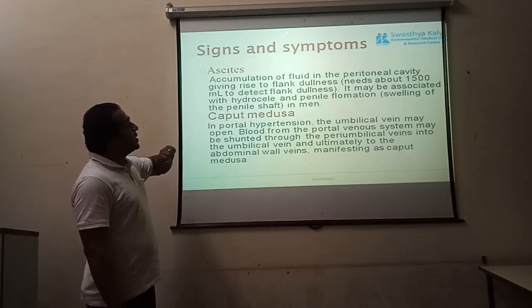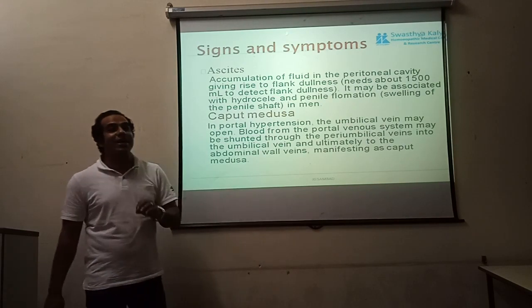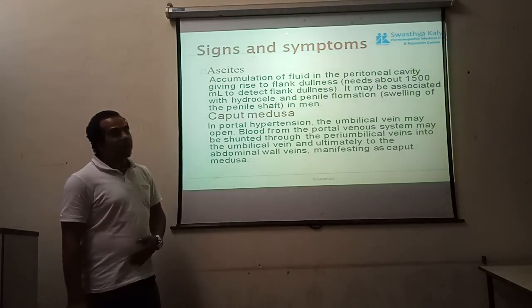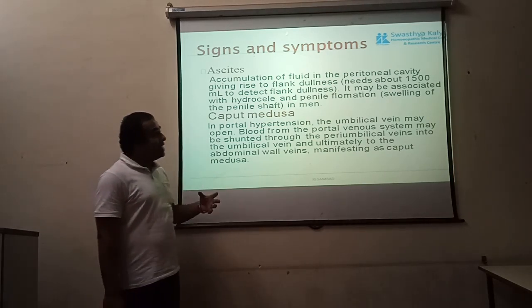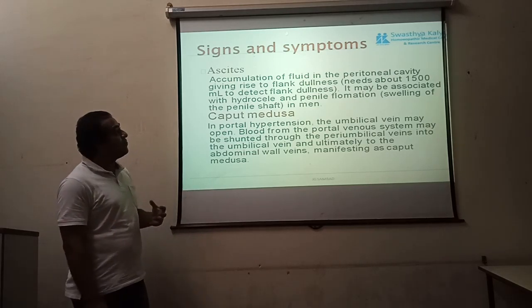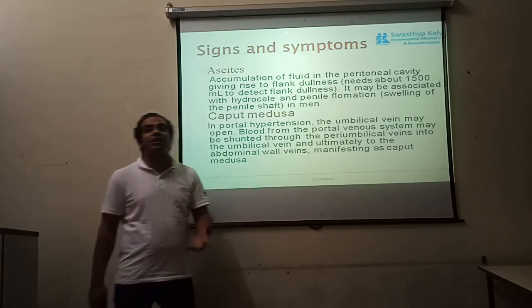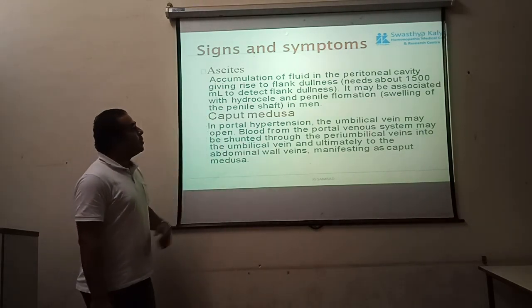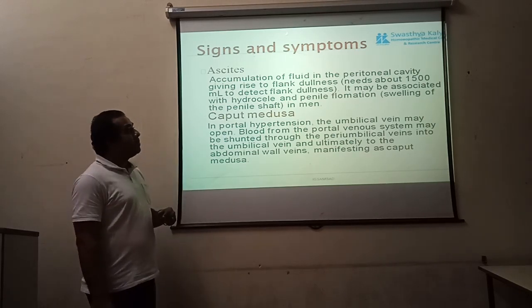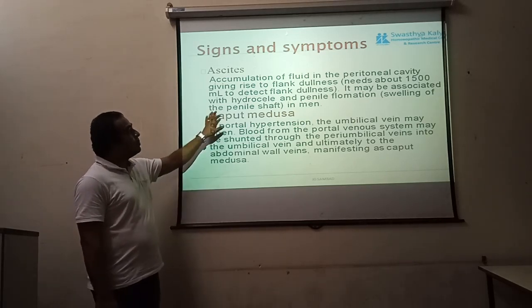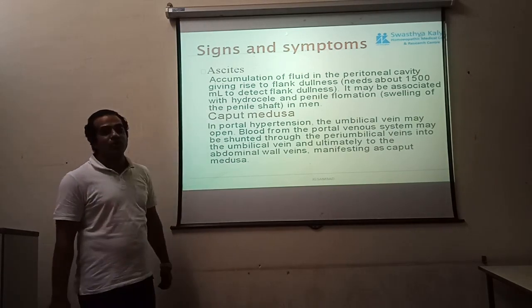Another symptom which appears in this series is ascites. Ascites is accumulation of fluid in the abdomen, that is, in the peritoneal cavity, giving rise to flank dullness. About 1500 ml is needed to detect flank dullness. Flank dullness is a physical examination which is done to assert the presence of ascites. It may be associated with hydrocele, that is accumulation of fluid in the scrotum, and penile inflammation, swelling of the penile shaft in men.